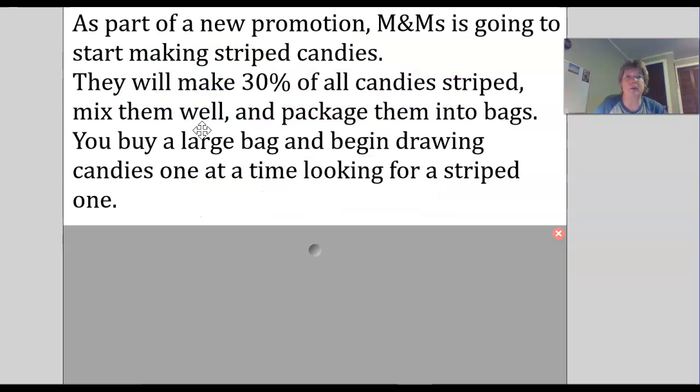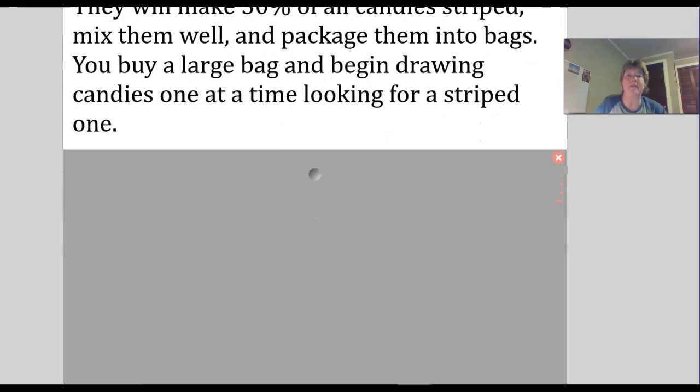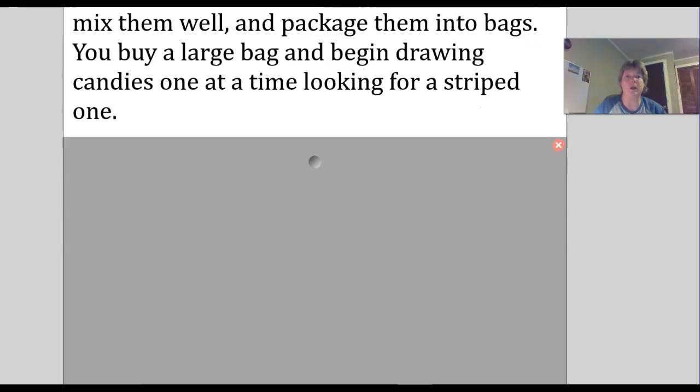So let's take a look at an example then. Let's say that M&Ms is going to try this new marketing campaign where they're going to make striped M&Ms. They're going to make 30% of all their M&Ms striped, and then they're going to mix them up and package them into bags. So you go out, you buy a big bag of these M&Ms, and you start pulling them out one at a time, and you're looking to find a striped M&M. We're going to start looking at some questions with regard to this. Our assumption here is that 30% of the M&Ms in that bag are striped ones. Because they've been mixed well, we're going to just assume that our bag is a representative sample of all of the M&Ms out there, and therefore has 30% striped ones in the bag.